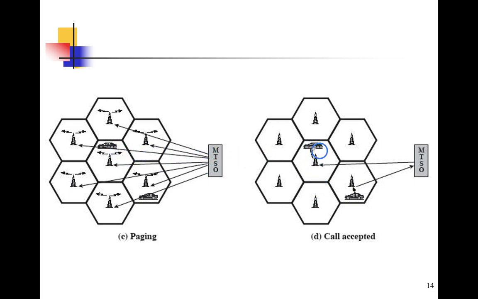the responding base station, which has the number or the information about the request to establish the call, will reply to the MTSO saying, hey, this guy is actually under me, so that the MTSO will direct the request to that particular base station and establish the communication between this car and this car, right? So this is what is called the process of call accepted. I hope that one is clear.